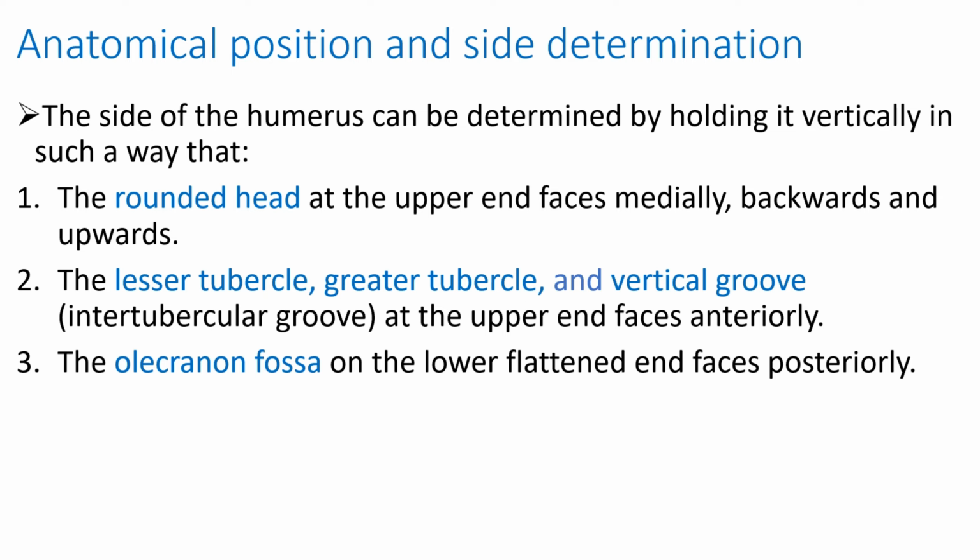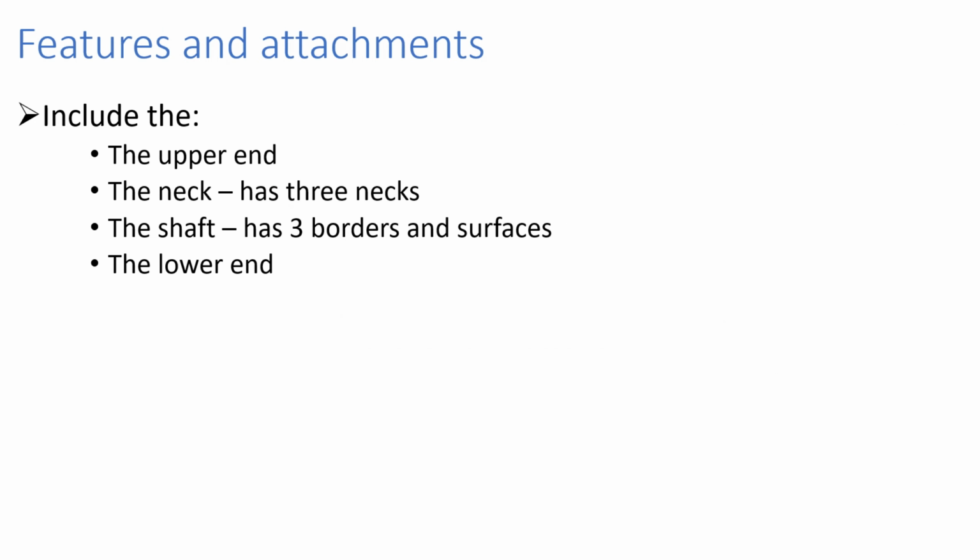So you hold it vertically, then the head should face medially, backwards and upwards. Then the vertical groove, that is the bicipital groove, the lesser tubercle, greater tubercle should face anteriorly, should face forwards. Then the olecranon fossa should face posteriorly. With that, you'll be able to determine whether it is the right or the left humerus.